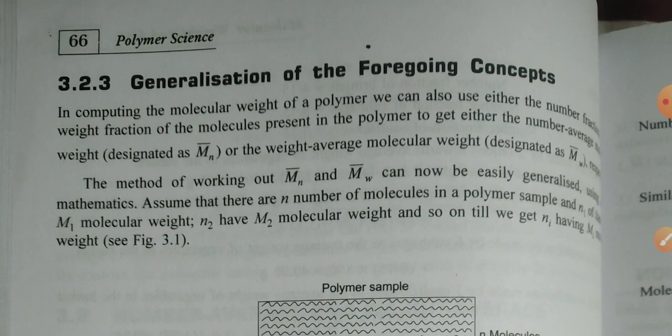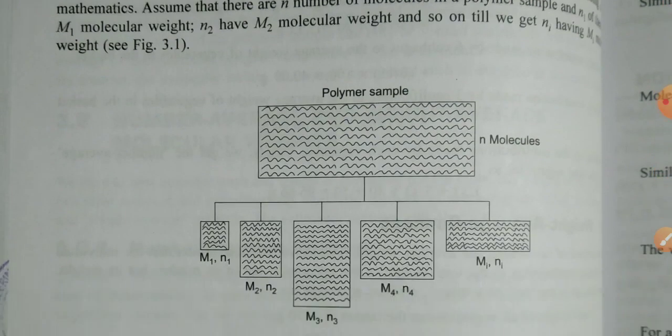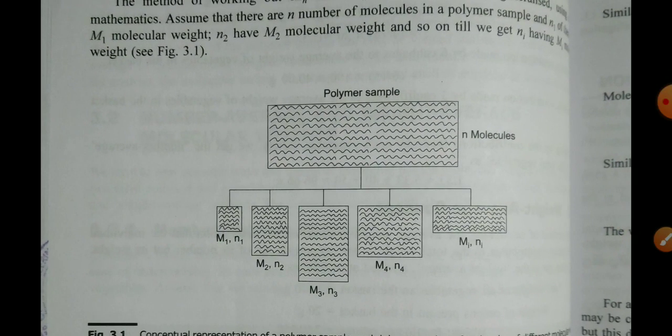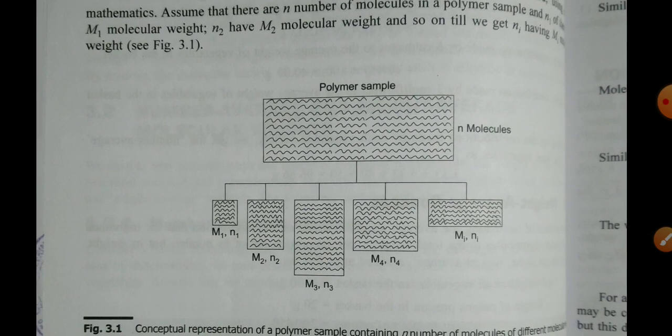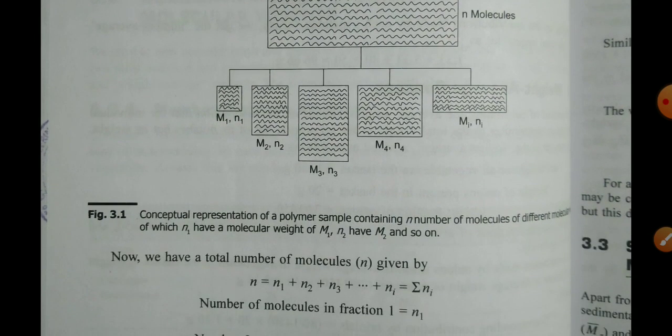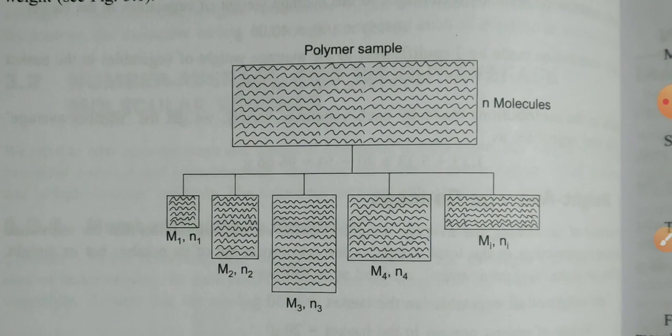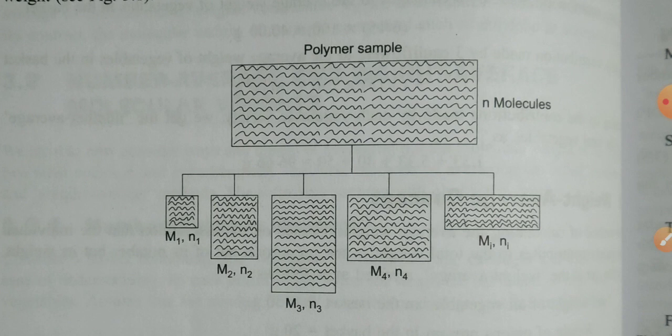The next one is the generalization of the foregoing concept. Now first of all note down this, draw this figure. What is the figure name? The conceptual representation of a polymer sample containing n number of molecules of different weights, of which n1 have a molecular weight m1, n2 have m2, and so on. Now we have a total number of molecules given by these equations. First of all draw this diagram.